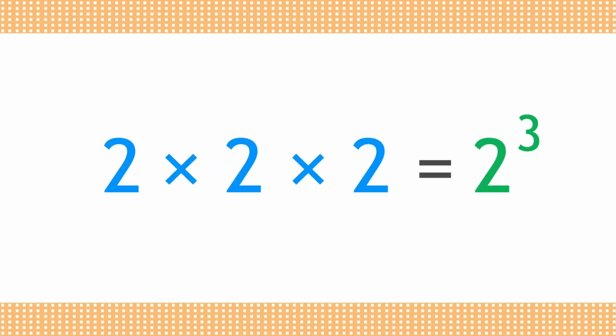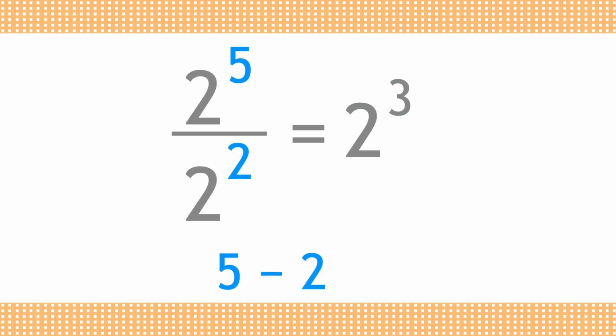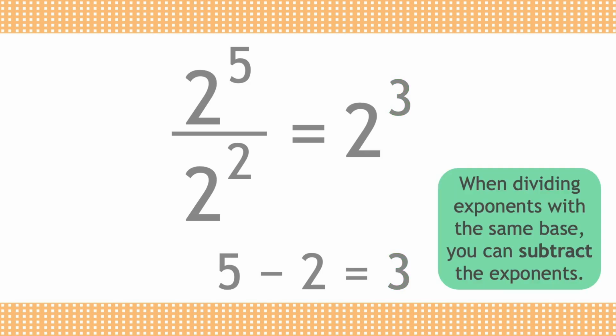Now, maybe you're thinking this process could take a while if the exponents we're dealing with are large. I agree. So let's take another look at the problem we just completed to see if there's a more efficient method. Remember, 2 to the 5th power divided by 2 to the 2nd power simplifies to 2 to the 3rd power. Notice that if we subtract the exponents, 5 minus 2, we also get an exponent of 3. This doesn't just work for this problem, but anytime we divide with exponents.